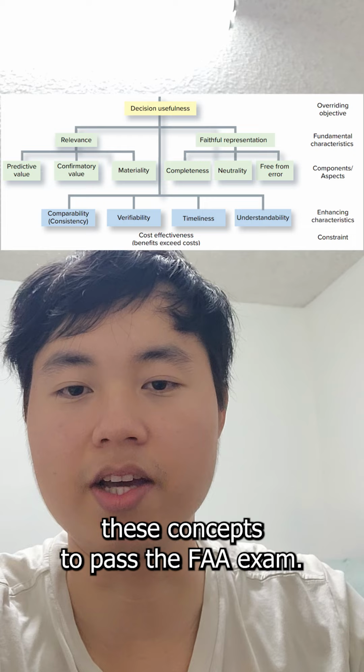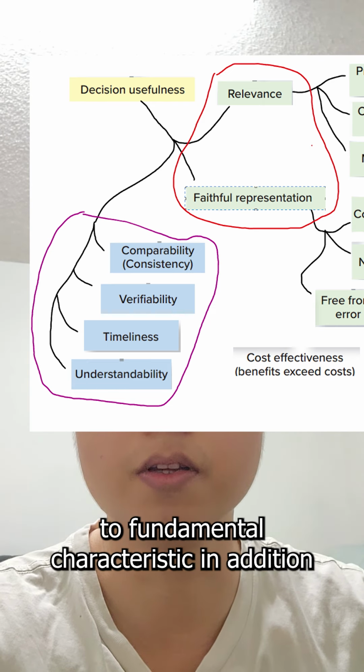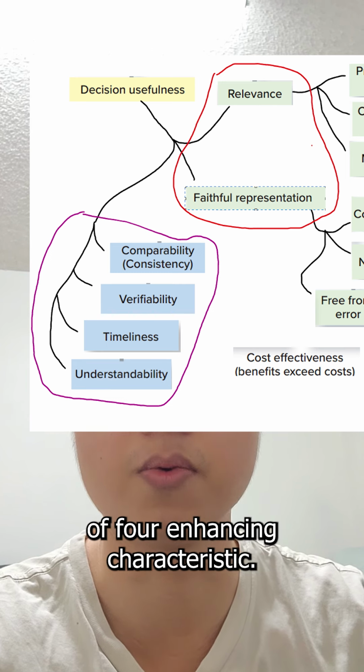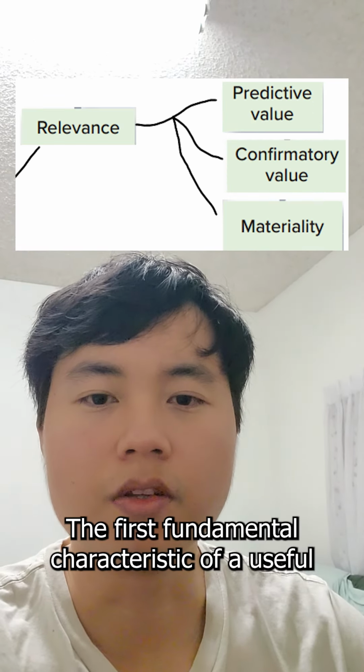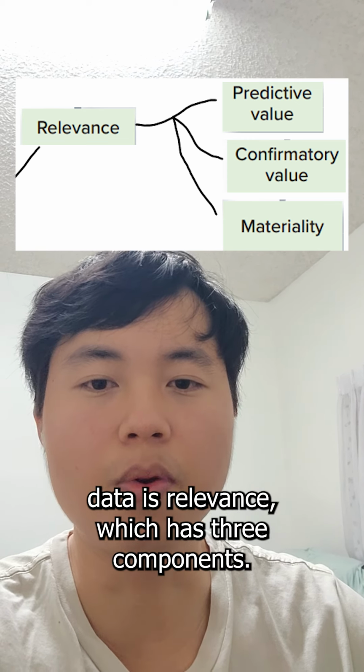If you want to become a CPA, you need to learn these concepts to pass the FAR exam. Data is useful when it possesses two fundamental characteristics and additional four enhancing characteristics. The first fundamental characteristic of useful data is relevance, which has three components.